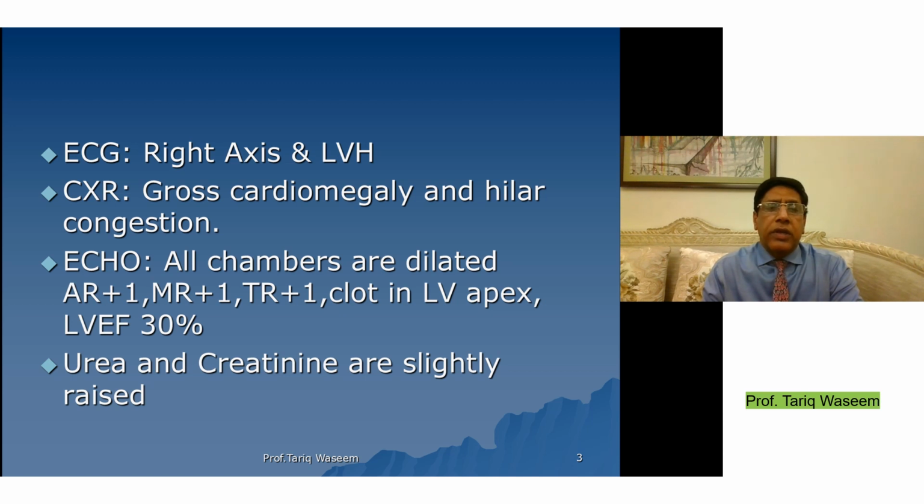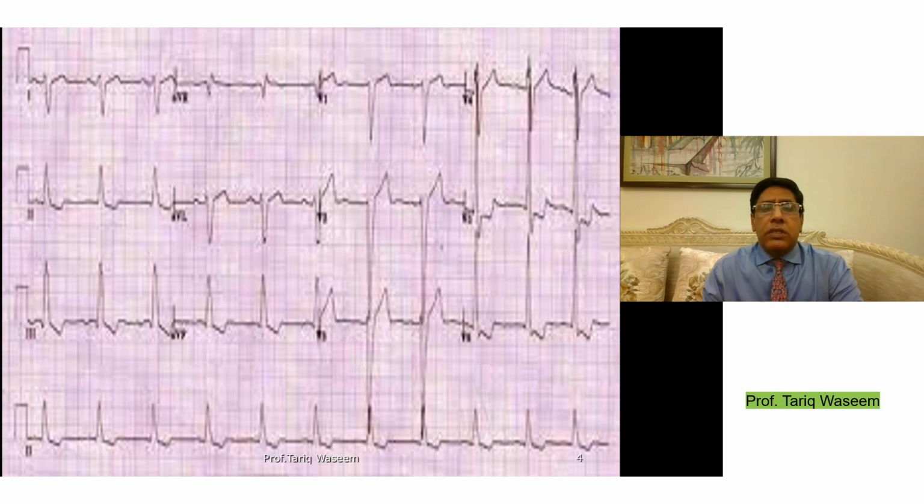On echocardiography, all 4 chambers of the heart were dilated. On Doppler, there was mild aortic regurgitation, there was mitral regurgitation, some tricuspid regurgitation, and also there was a visible clot in the left ventricular apex, and his left ventricular ejection fraction was 30%. There was also a slight increase in urea and creatinine levels.